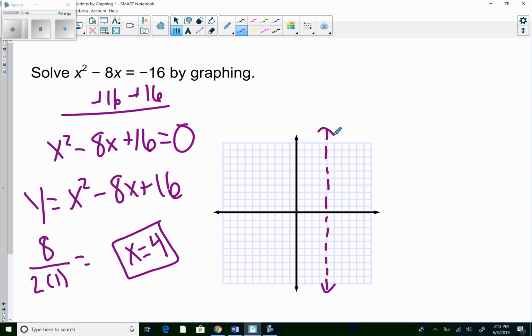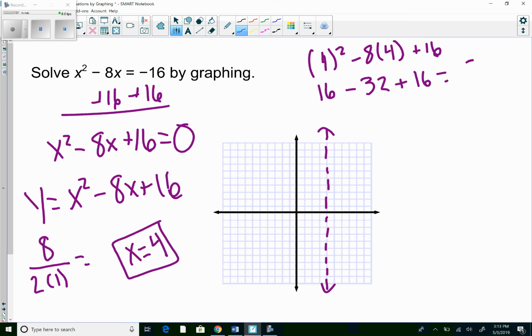And then let's take that 4 and let's plug it in. So you've got 4 squared minus 8 times 4 plus 16. Okay, so 16 minus 32 plus 16. Okay, this is going to give us 0. All right, so good. Our vertex then, ladies and gentlemen, is going to be at 4, 0. So we're going to plot this point right here.